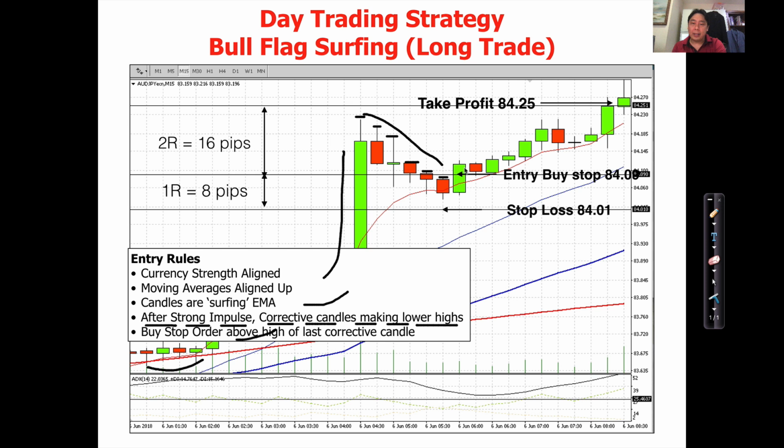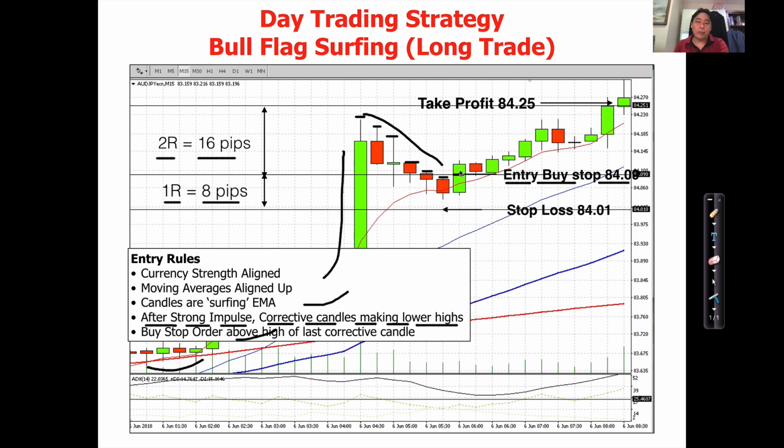The moment it makes the first higher high, we place our buy order here at 84.09. We place our stop loss at 84.01, somewhere below this candle, with a risk of 8 pips in this case. And we place our profit target at 84.25, which is double our risk. So we're always risking 1R to make 2R, risking 8 pips to make 16 pips, or risking 30 pips to make 60 pips. Depends on the trade setup.